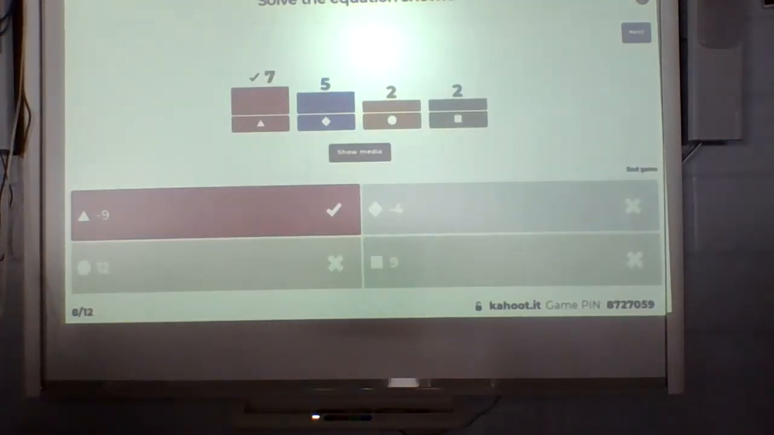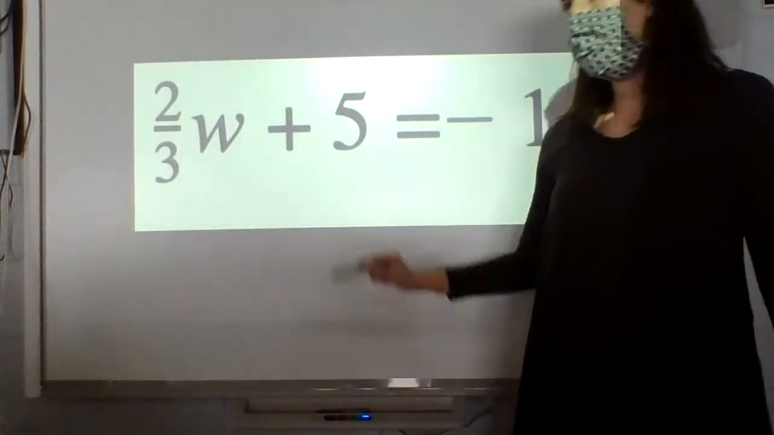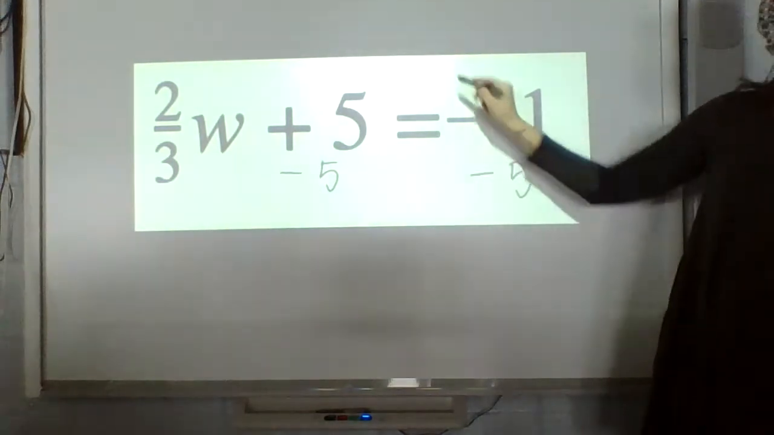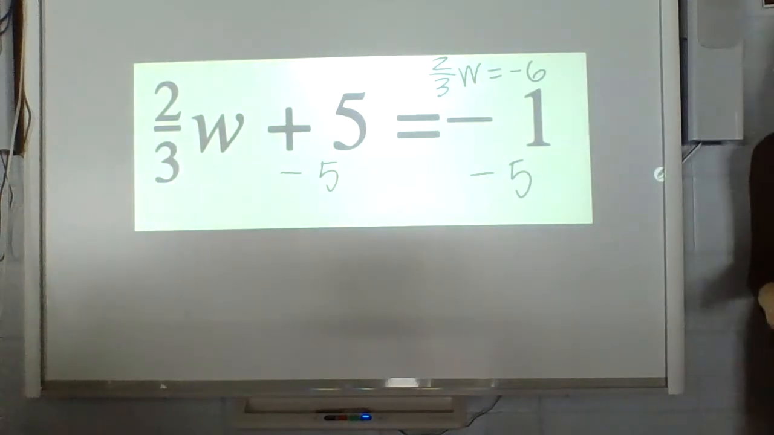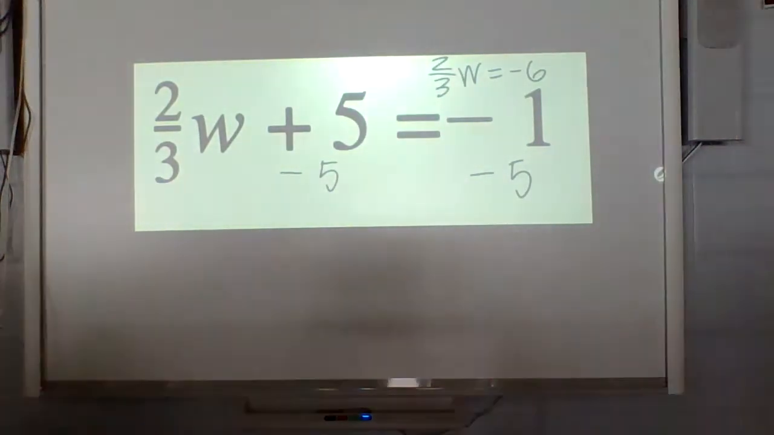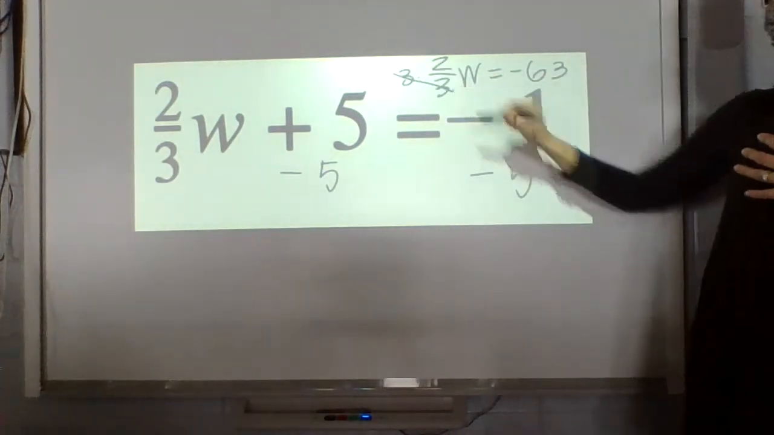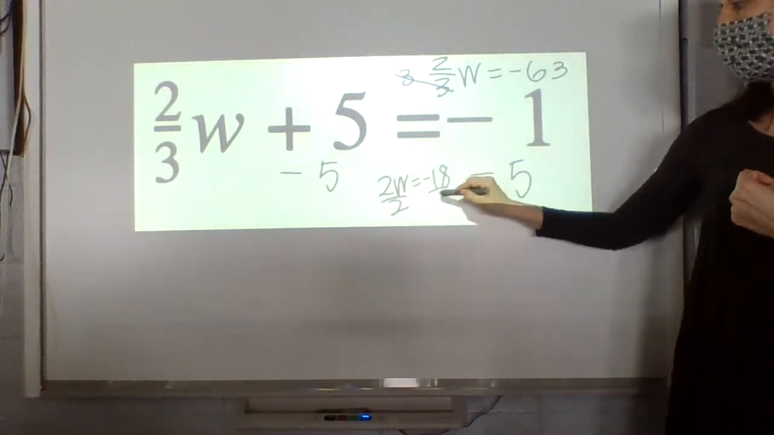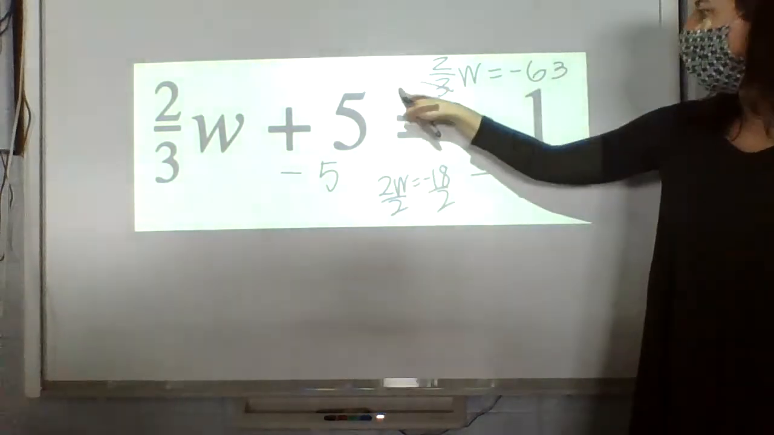Alright, let's talk about it. So we have to move this 5 over. So we move the 5 over, so I get 2/3 W equals a -6. Now you can do this a couple of ways. I think Justine had mentioned yesterday, she did it in 2 steps. So she multiplied by 3 and then divided by 2. So that's how we got a -9. Or you could use the reciprocal.